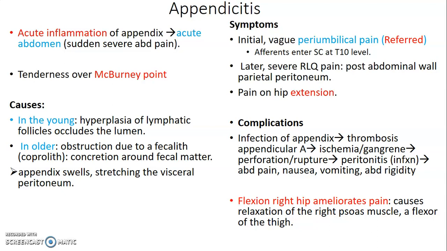But the patient usually says when they extend the hip, they feel pain. But when they flex the hip, the pain reduces. Why? Because during flexion, the right psoas muscle is relaxed. So they feel that the pain is less.